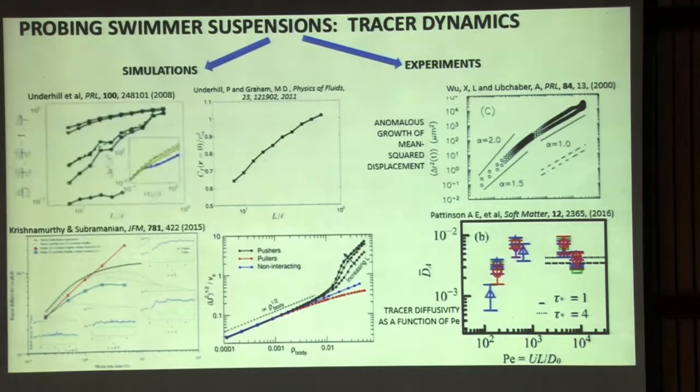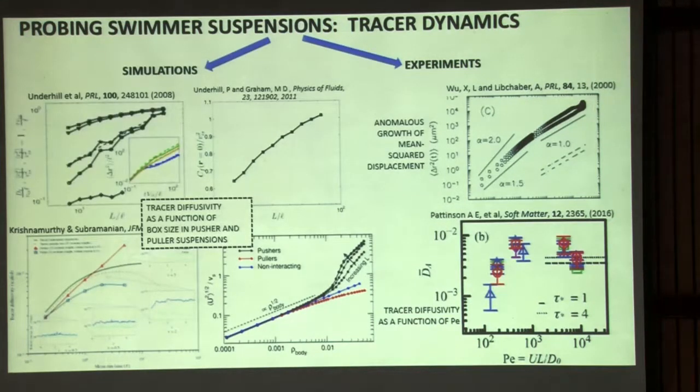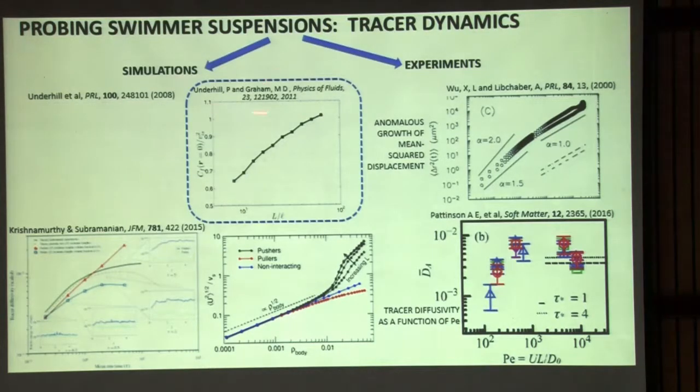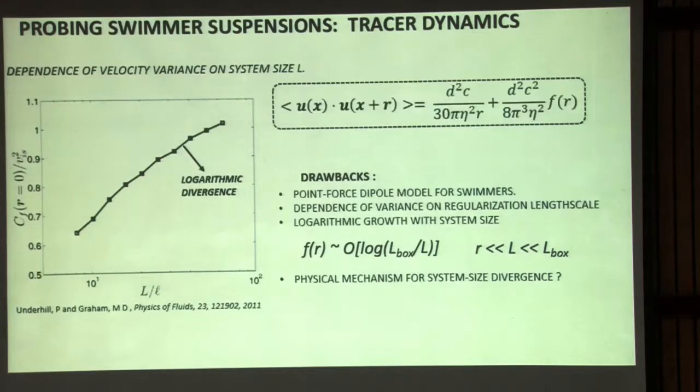And then you have many simulations. So I'm going to discuss a couple of these in sequence. So the first simulation is by Pat Underhill and Mike Graham in 2011. So I'll just explain to you what this plot is. They plotted the velocity variance as a function of the simulation box size. So that's the velocity covariance there. What's being plotted corresponds to r equals 0, the distance between the two bacteria.